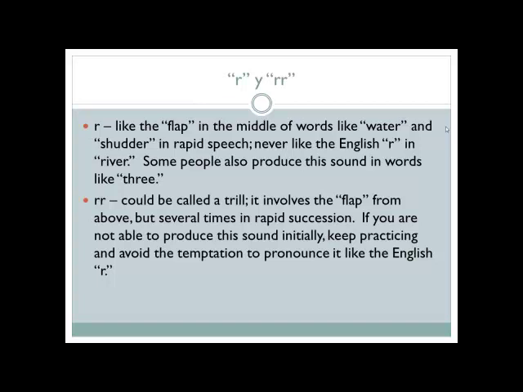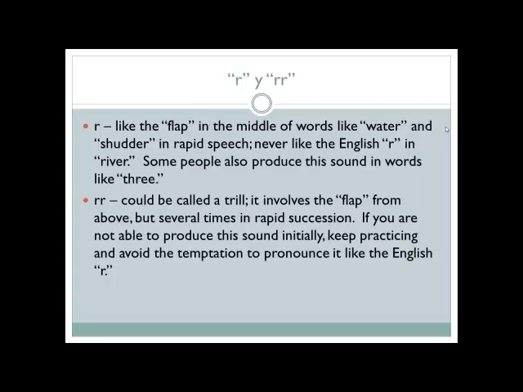But the most important distinction there is to not pronounce it like the R sound. That sound does not exist in Spanish. La R, the double R, we could call that a trill. It's often called a trill or a rolled R. And it involves the flap from above, but several times in rapid succession. So some people are able to pronounce this sound without any difficulty, just with their tongue against the roof of their mouth and air flowing quickly over the top of your tongue, rrr.